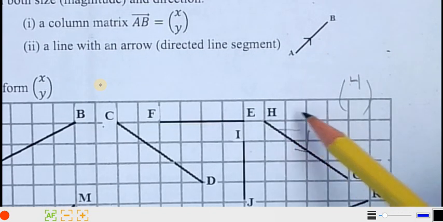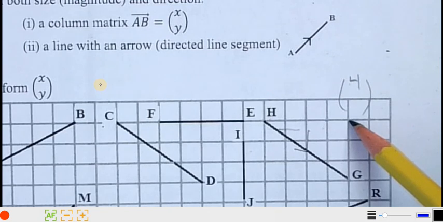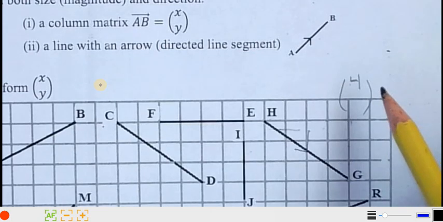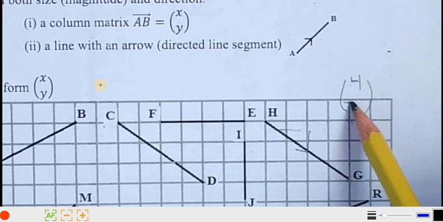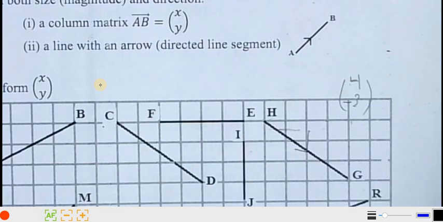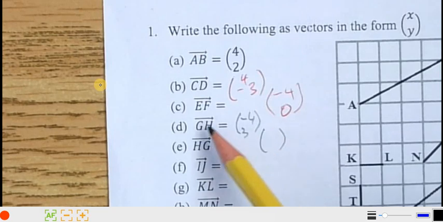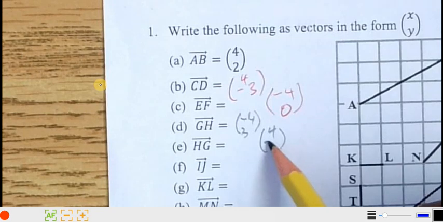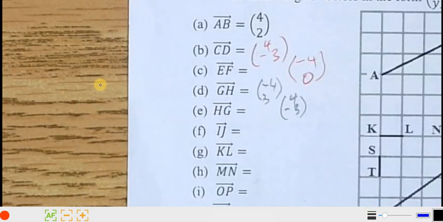So we're going to go 1, 2, 3, 4. And then what? 1, 2, 3. 3 down. So how do I write that? -3. Everybody get that so far? So 4, -3. If you look at it, GH is -4, 3, and HG is the opposite: 4, -3. Can you come up with a rule out of that? What can we say about the relationship between vector GH and vector HG?